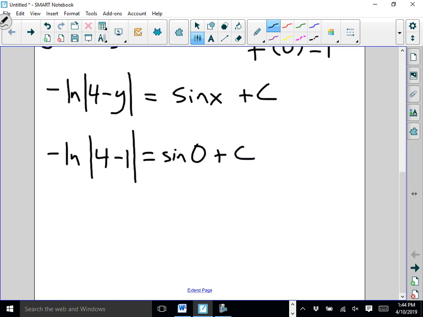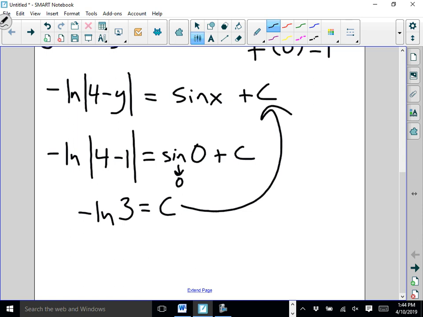Now this point is very important. Because I got a positive number in there, I'm going to be able to drop my absolute value signs at the end with no changes. Okay? The absolute value of 3 is 3, so I get negative ln 3 equals sine of 0, right? This is 0, so 0 plus c is c, so c equals negative ln 3. Okay? Then I go back and I'm going to plug that in here. Negative ln absolute value 4 minus y equals sine of x minus ln 3.